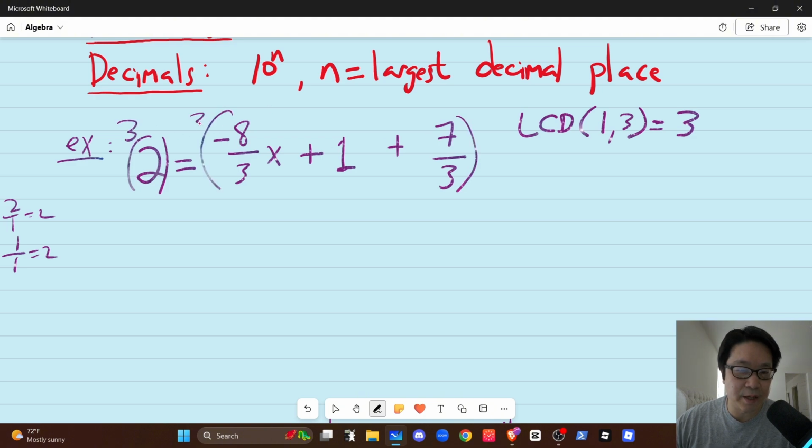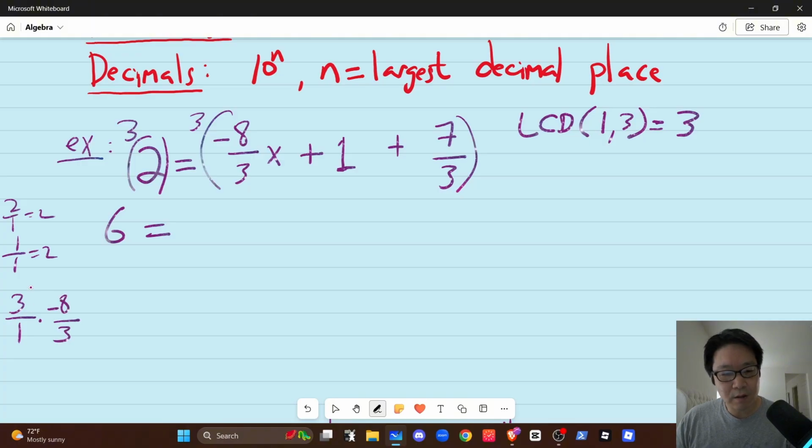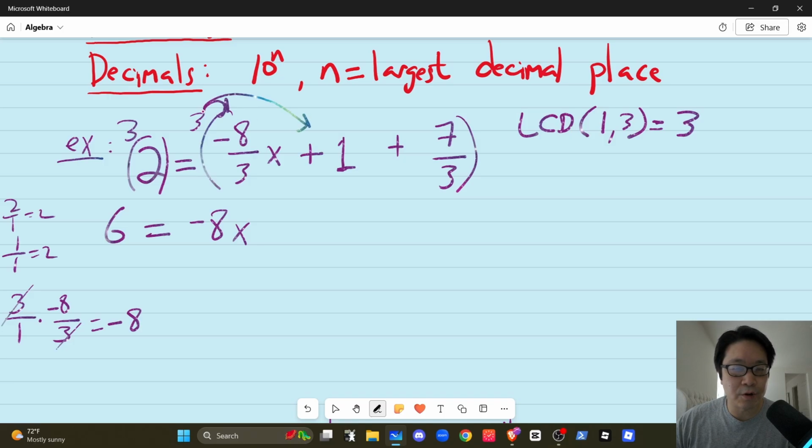And what that's going to do is clear the fractions, and you're just going to be left with a normal equation. So 3 times 2 is 6. Then 3 over 1 times negative 8 over 3. The 3's cancel because they divide into each other, and you're just left with negative 8. So here it's going to be negative 8x. What we're doing is distributing the 3 to each term of this equation on the right side.